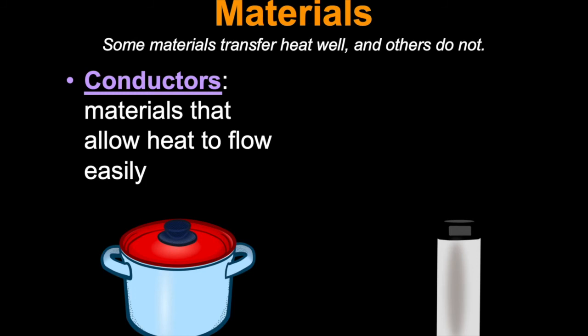Common examples of this: metals. That's why we use metal pots on the stove. Those are great conductors of heat. They will easily get your water boiling quickly because they can transfer that energy from the stovetop to the water without too much concern. And then skin is also a pretty good conductor as well.